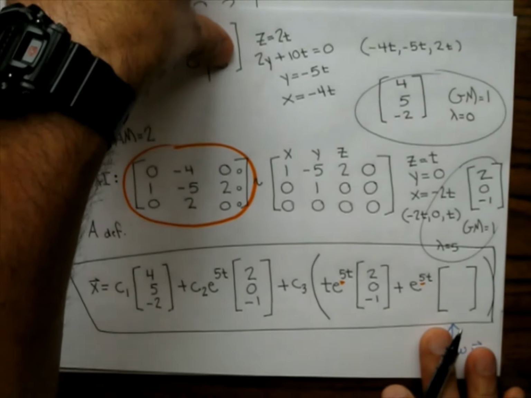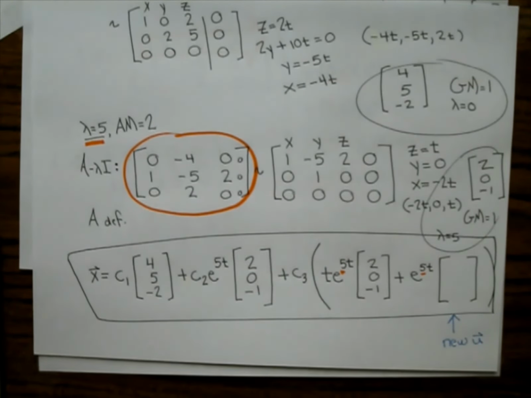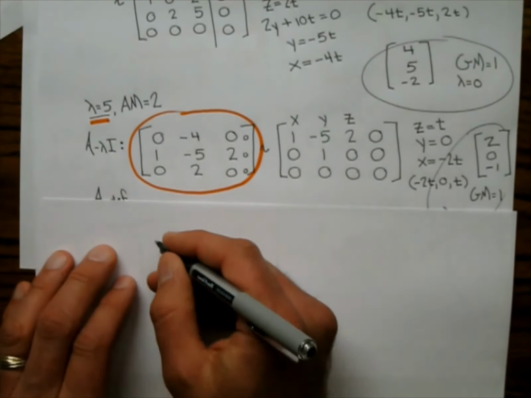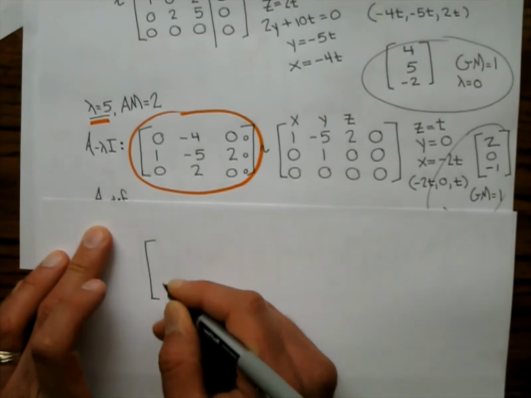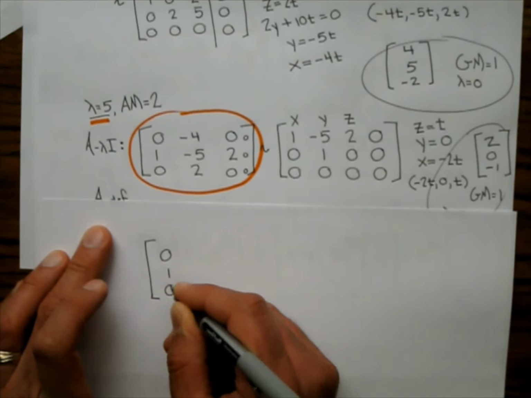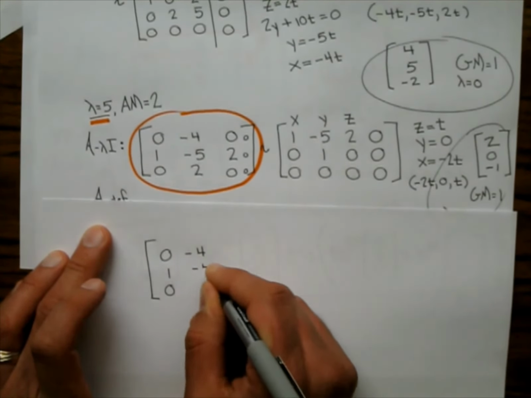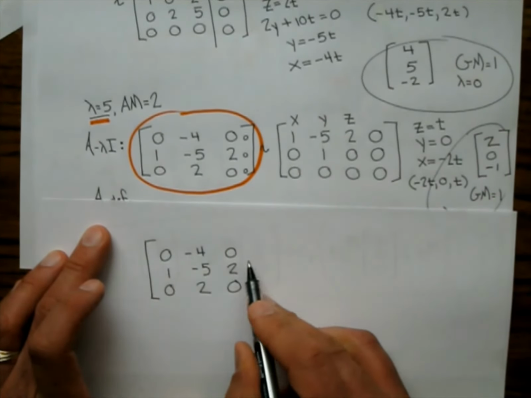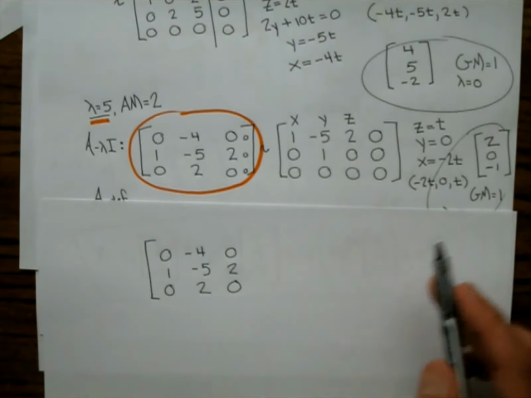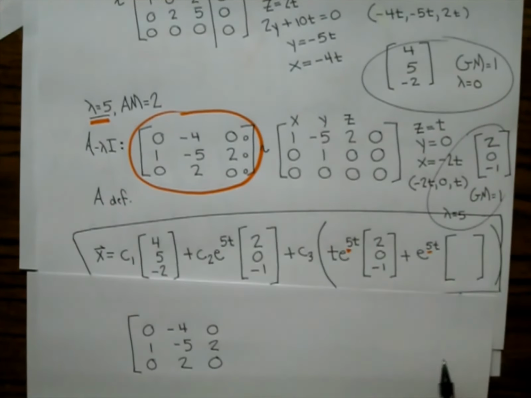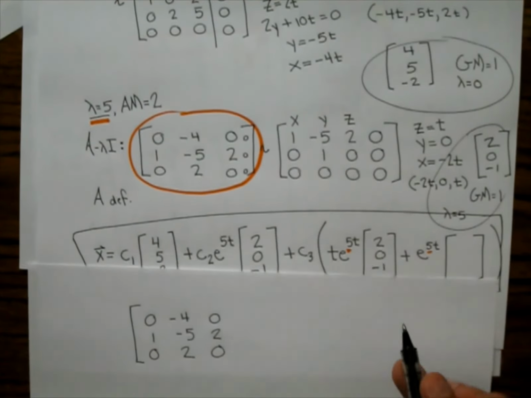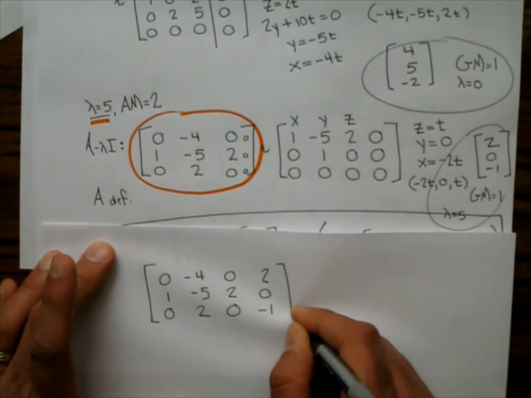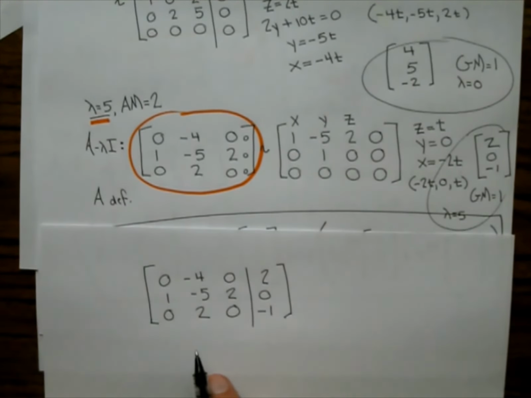I need another piece of paper. And so let me just cover that up a little. I'm going to go ahead and write down this matrix, which is 0, 1, 0, negative 4, negative 5, 2, going by the columns now, and then we have 0, 2, 0, and then instead of putting 0, 0, 0 there, which is how I find the eigenvector of 2, 0, negative 1, I'm going to actually now put the 2, 0, negative 1 there. This is how I find the new u.